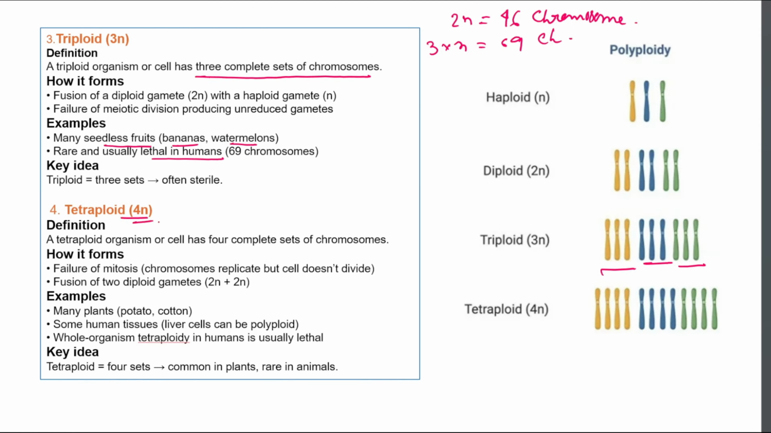Tetraploid is where there are 4 sets of chromosomes. This is present in many plants like potato and cotton. In some human tissues, liver cells can be polyploid, but a whole organism that is tetraploid in humans is usually lethal. So tetraploid is 4 complete sets of chromosomes. Here are the 4 complete sets of chromosomes. So these are all the different types of polyploidy.